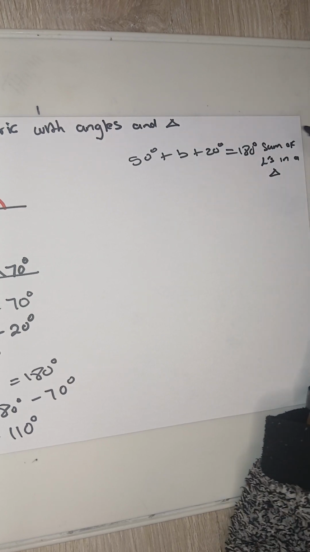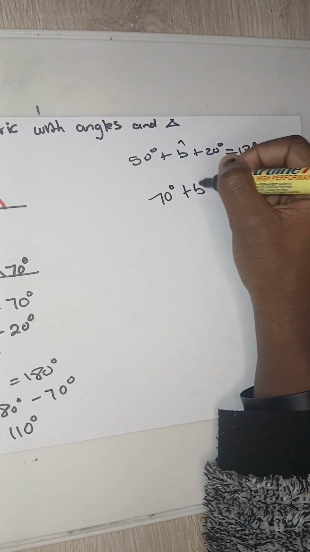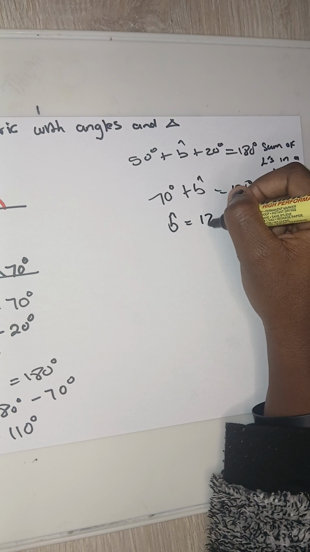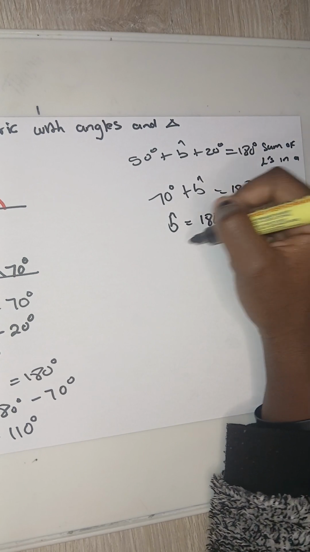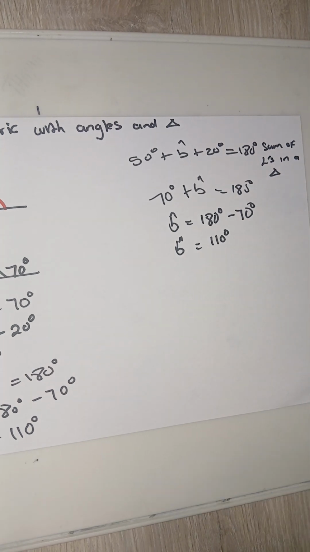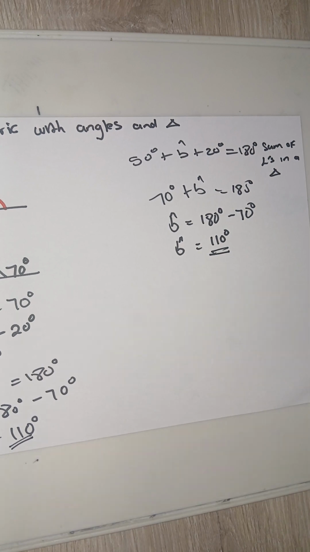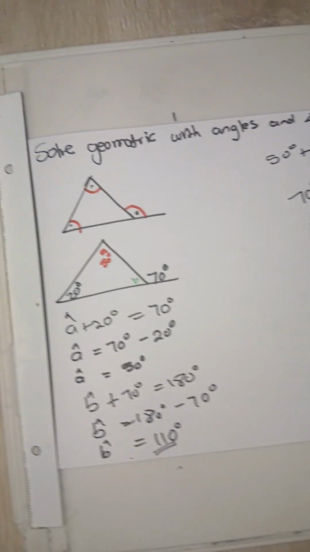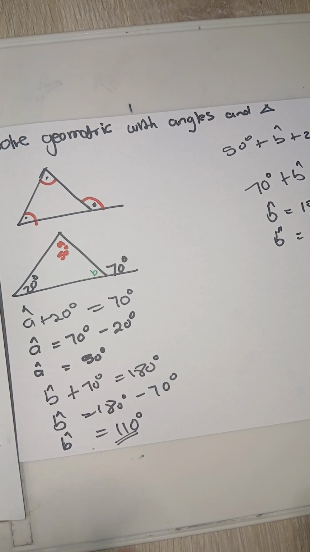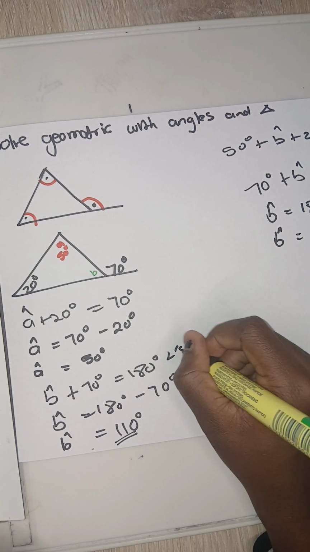We're going to say what? 50 plus 20 is 70 plus B equals 180 minus 70. B is equal to 110. They are the same. Here is 110 and here is 110 also. So you can either choose to use the sum of angles in a triangle or to use the straight line. You must not forget to write the reason.